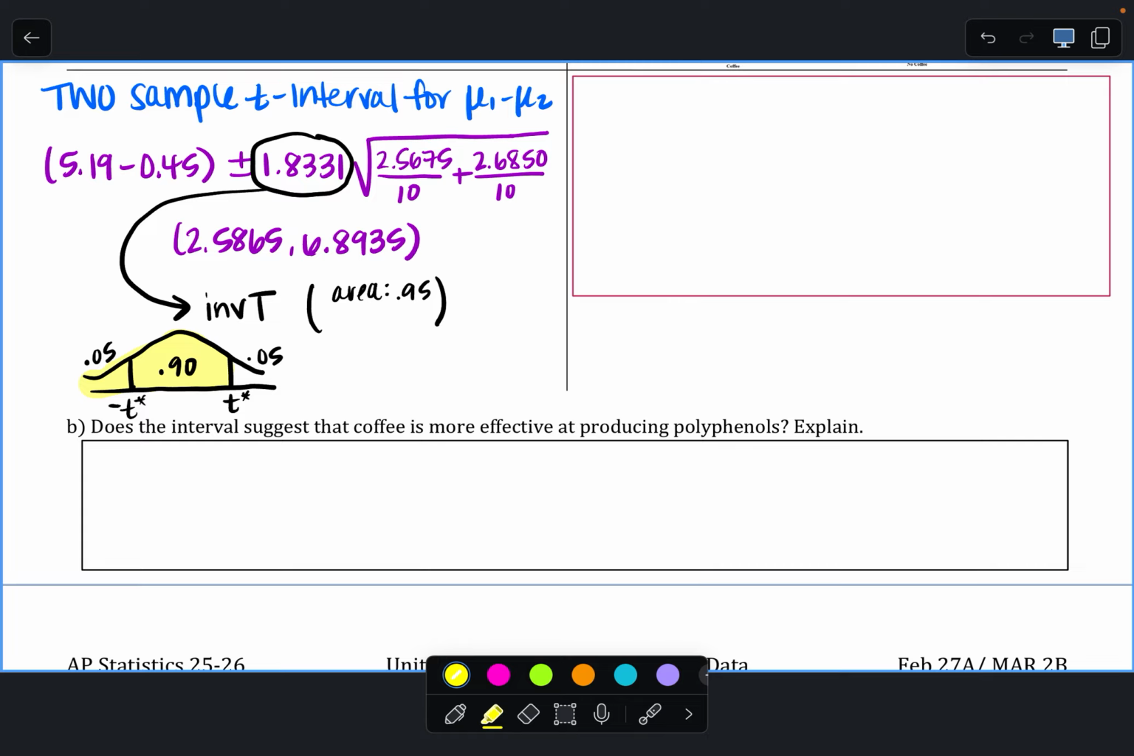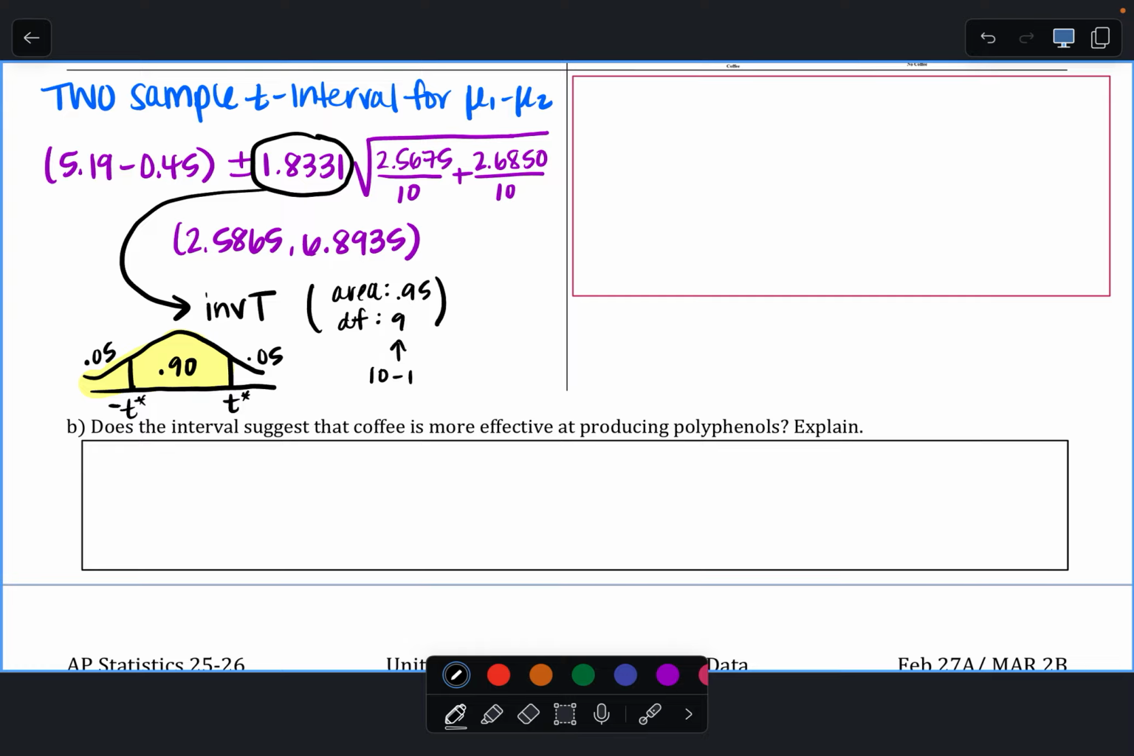Degree of freedom, we pick the smaller sample size, we subtract 1. In our case, they are the same sample size, so this 9 is just going to come from 10 minus 1. Plug all this into the calculator, do a minus, do a plus, you get your lower bound, your upper bound.